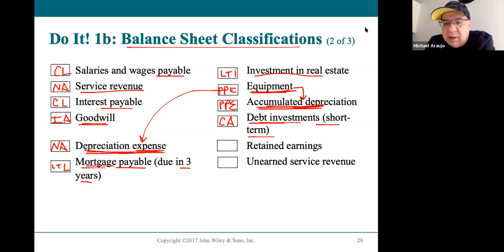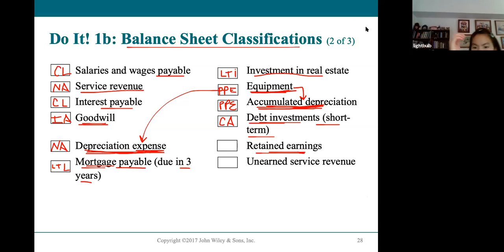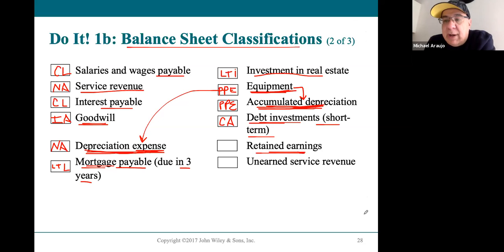Retained earnings. What type of an account is retained earnings? Profit. Isn't that revenue of some sort? No, it is not a revenue account.